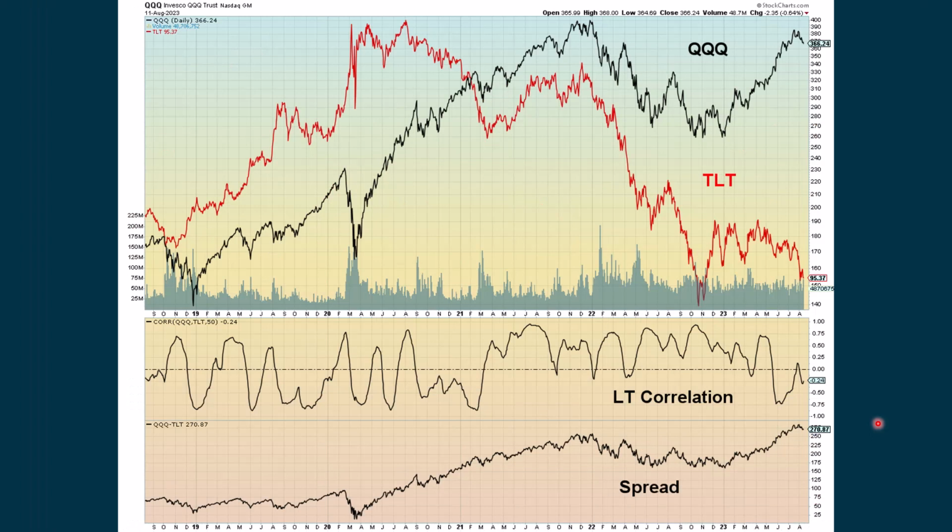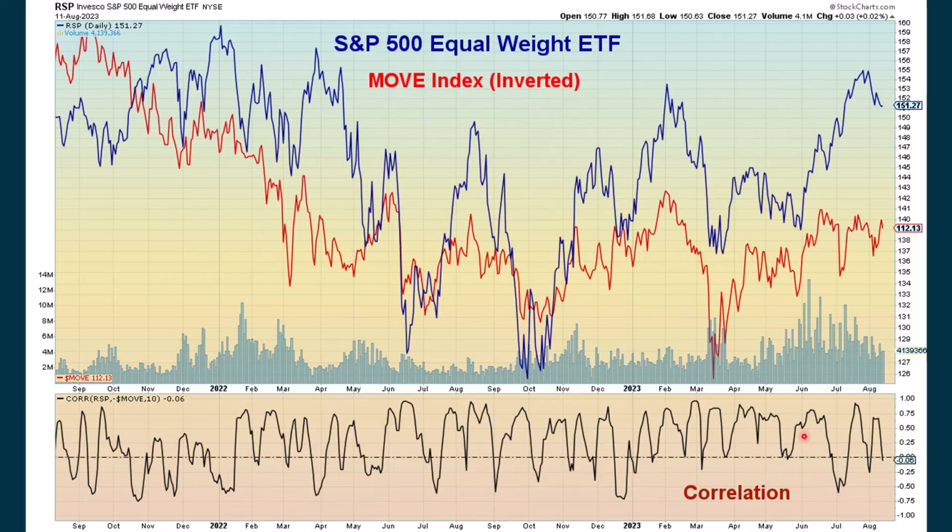We look at the Qs to the long-term bond ETF, where they're pretty much neutral right now. When we're at minus 0.25 to plus 0.25, that's neutral. When we break above 0.25, that means they're going in the same direction. When we break below minus 0.25, that means they're going in opposite directions, and the spread between the two is decreasing slightly. Then we look at the equal weight S&P 500 and compare it with an inverted version of the MOVE index. This relationship continues to be neutral, so I haven't been showing this chart.